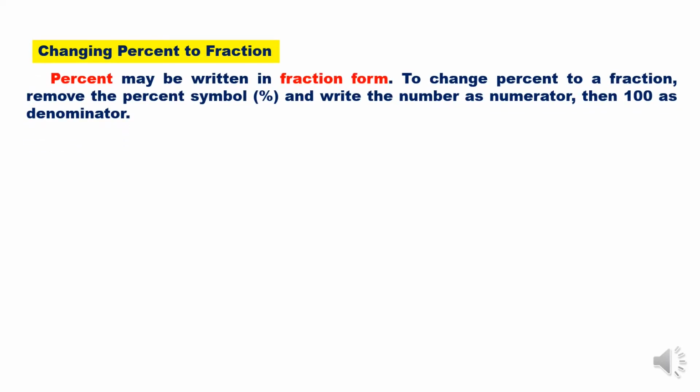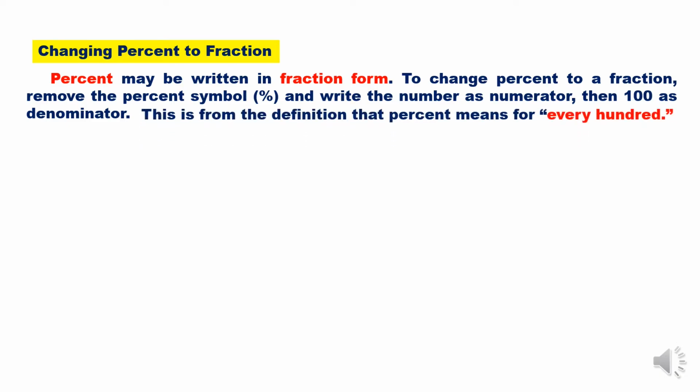Changing percent to fraction. Percent may be written in fraction form. To change percent to a fraction, remove the percent symbol and write the number as numerator, then 100 as denominator. This is from the definition that percent means for every 100. Change the fraction to lowest term if possible.